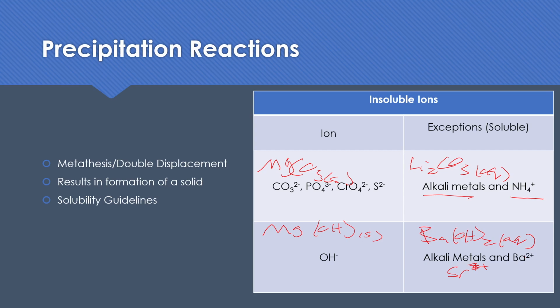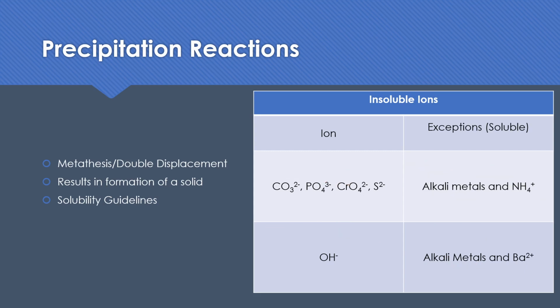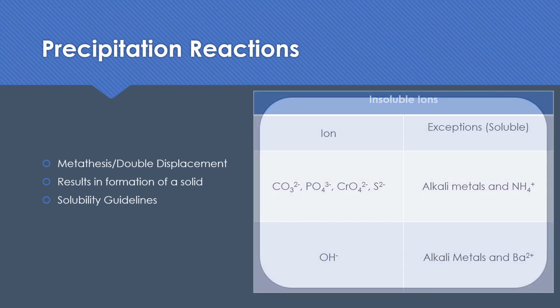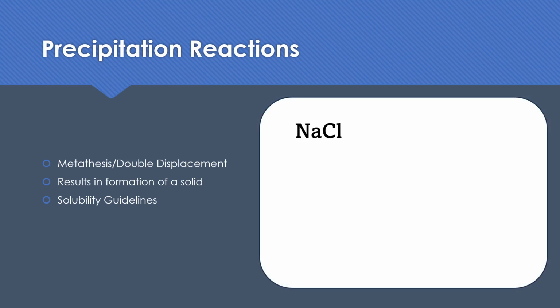And so what you do is when you look at an ionic compound, you look up these rules and you say, okay, is this aqueous? Is this solid? If it's soluble, it's aqueous. If it's insoluble, it's solid. So, for instance, sodium chloride. Well, we look up the guidelines and we see, okay, sodium 100% of the time is soluble, so this is soluble, aqueous.